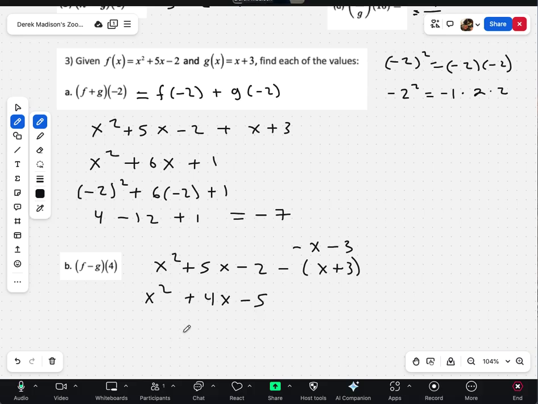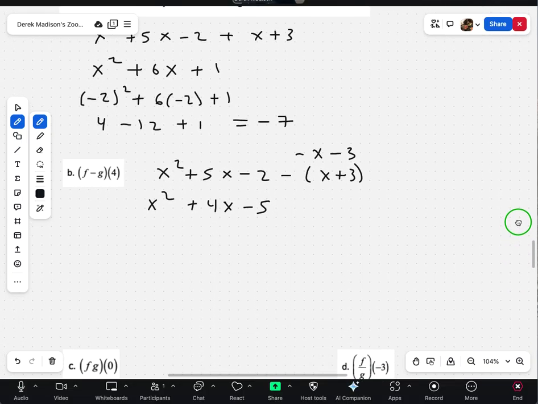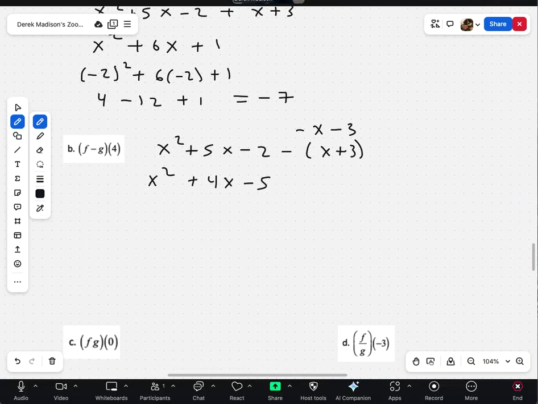And then we would just evaluate that at 4. So let me scoot this up a hair. So 4 squared plus 4 times 4 minus 5. So that will be 16 plus 16 minus 5, so 32 minus 5, and that should be 27.